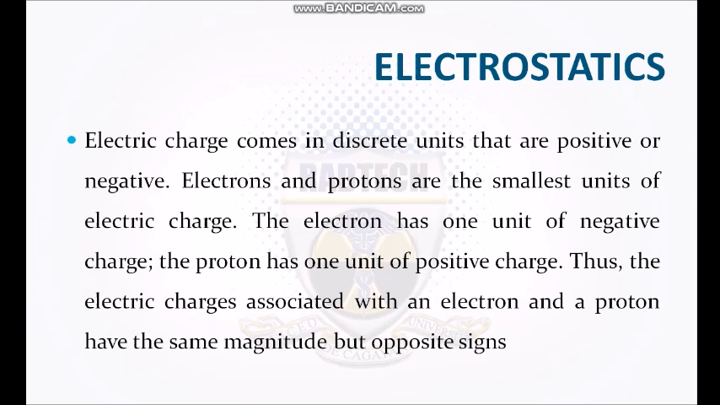The electrons and protons are the smallest units of electric charge. The electron has 1 unit of negative charge. The proton has 1 unit of positive charge. Thus, the electric charges associated with an electron and a proton have the same magnitude but opposite signs. Again, the electron is negative, and the proton has a positive charge.